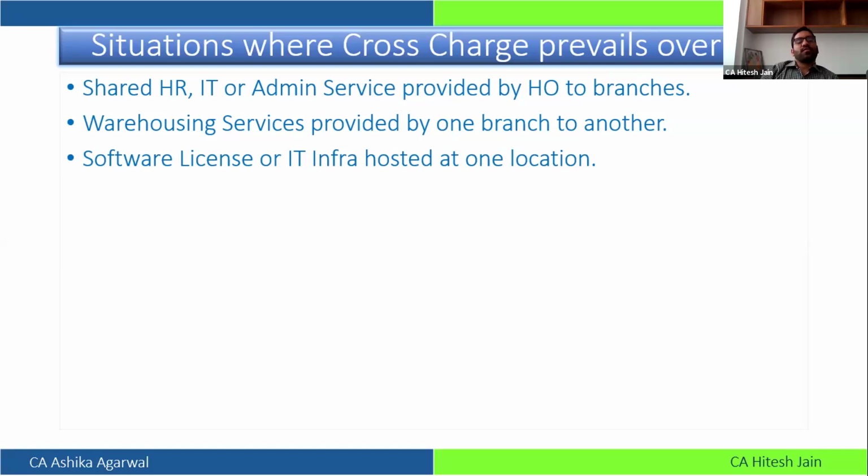Another important example is software license or IT infrastructure hosted at one location. Whatever software is being used in the organization, the server is located at the head office. Suppose my head office is in Karnataka, but all my branches at Bombay, Delhi, West Bengal, Tamil Nadu are using such software services. Then in such cases also cross charge will be applicable.